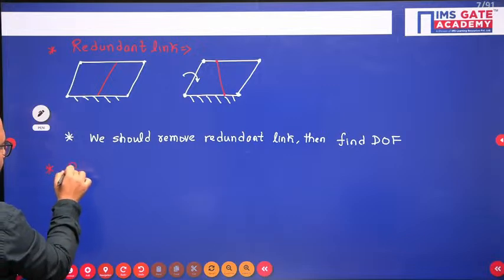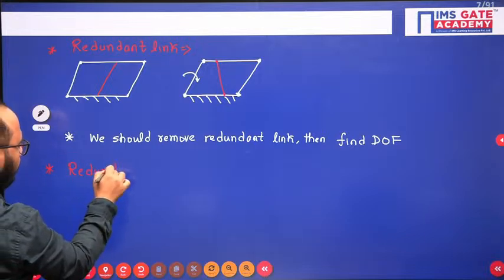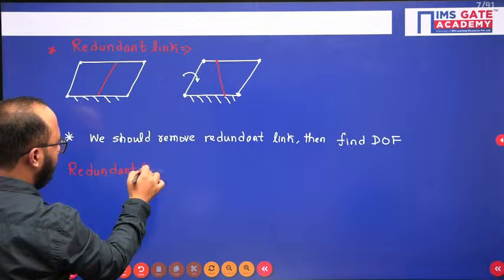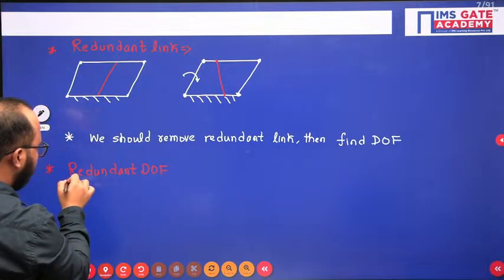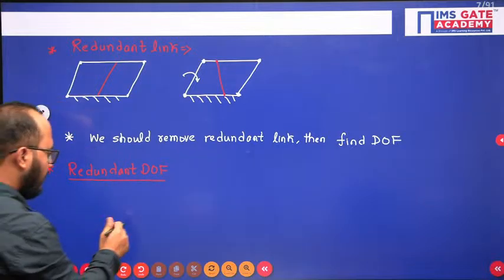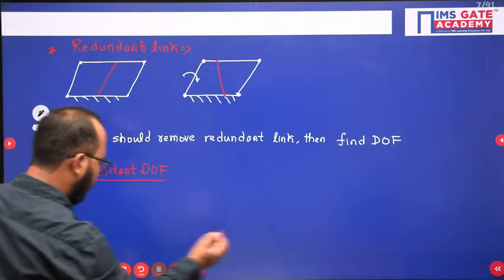Then one more thing is there, redundant degree of freedom. Now in redundant degree of freedom what happens? For example, one example I will give you.